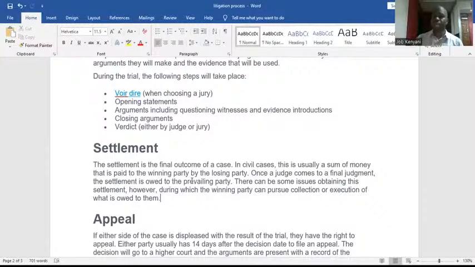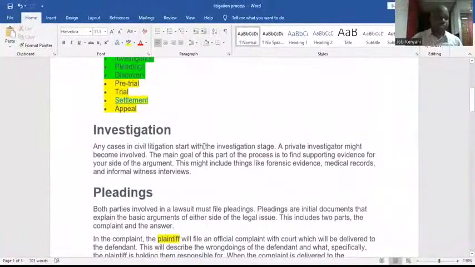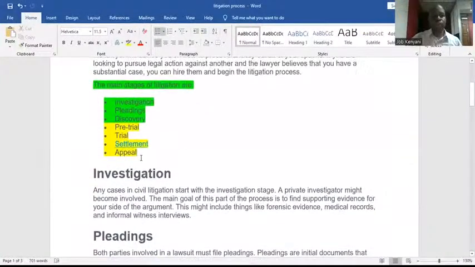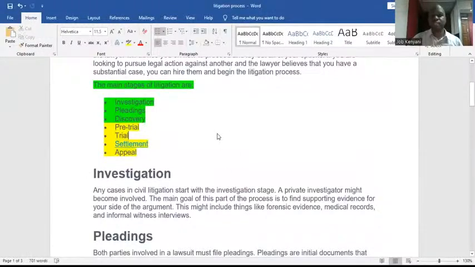So you can appeal at the Court of Appeal. So these are basically the stages that will likely be involved. All of them are likely to be applied in a common law or adversarial judicial process.